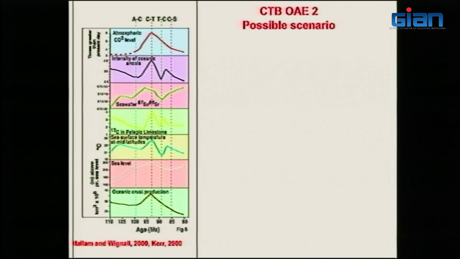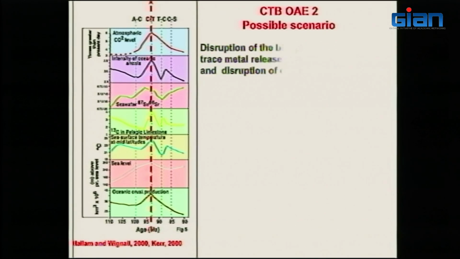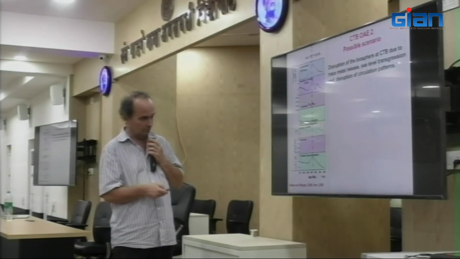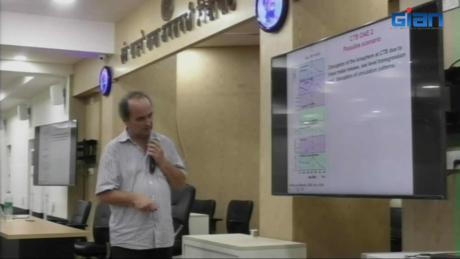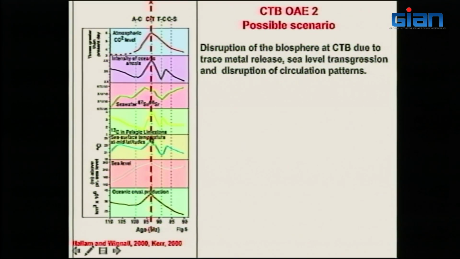We have seen different parameters varying. What we have seen is a lot of oceanic crust production, high sea level, increasing temperature, a delta C13 peak, higher productivity, and here you have a peak in strontium 86/87 at the beginning and then a decrease, meaning volcanic activity, and a lot of anoxia and a lot of atmospheric CO2.